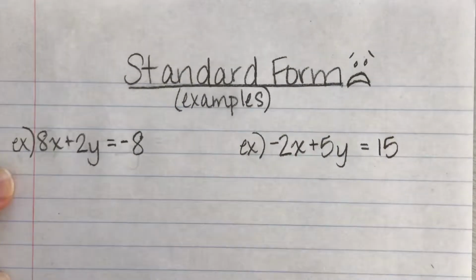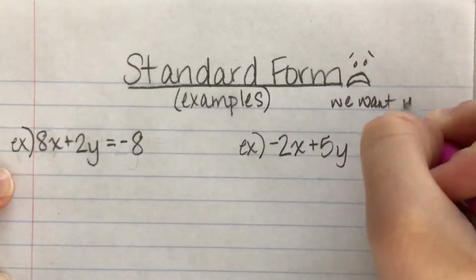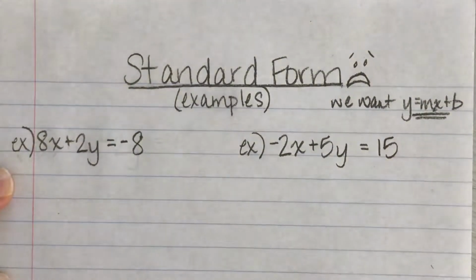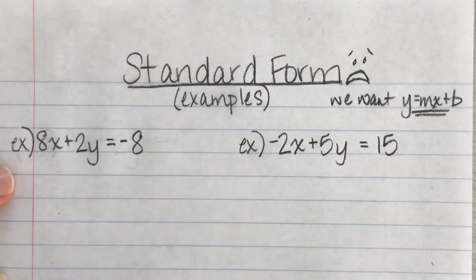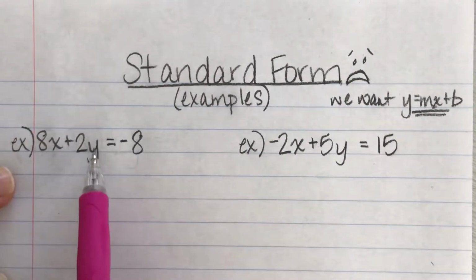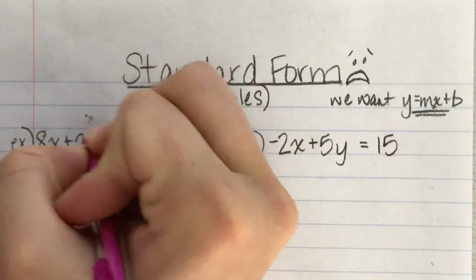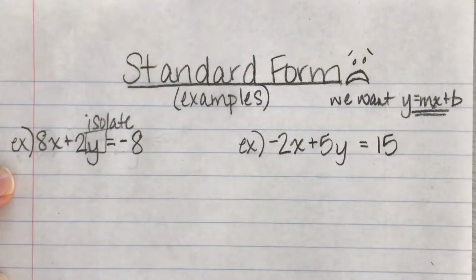It's terrible, okay? We want that good old y equals mx plus b. There's a reason they write songs about it. There's a reason it's so great, because y equals mx plus b has the information you need in order to graph. So if you don't have y equals mx plus b, then we need to isolate the y, okay? That's the first thing we've got to do to make this a graphable equation.